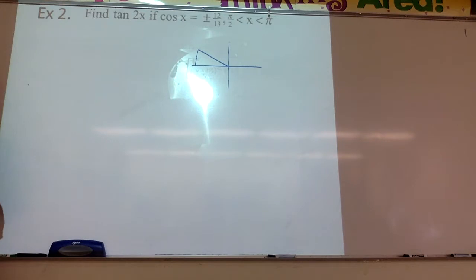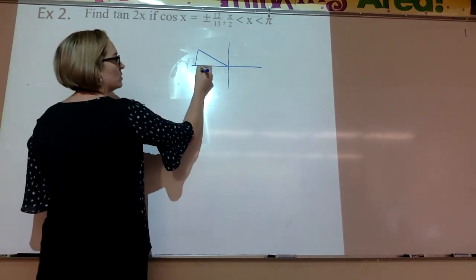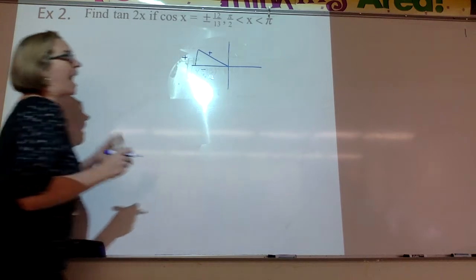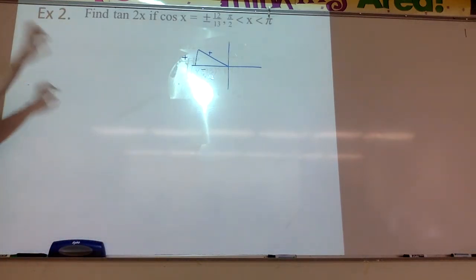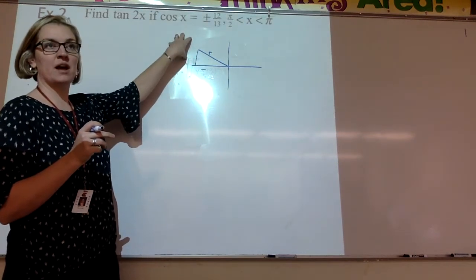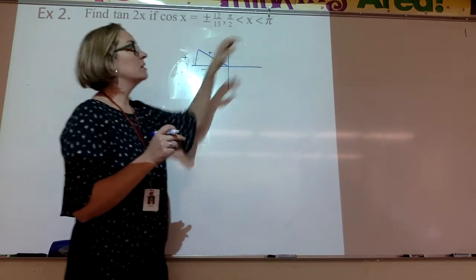All right. Is tangent positive or negative in quadrant 2? Negative. So I'm going to have to know that this is negative, this is positive, and use the signs based on the triangle. It's not meant to trick you. It's not meant to do anything else. It's just to make sure that you're using the signs of the correct reference triangle based on the restrictions.